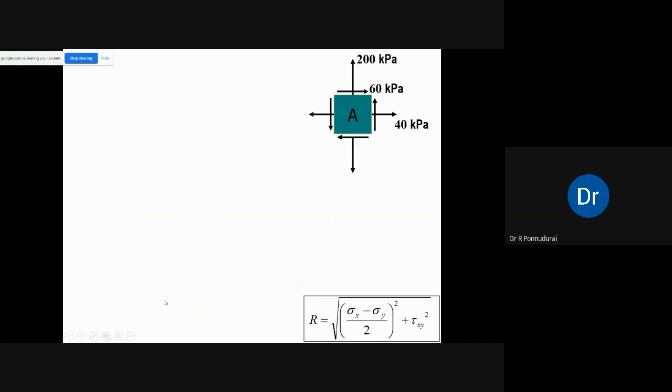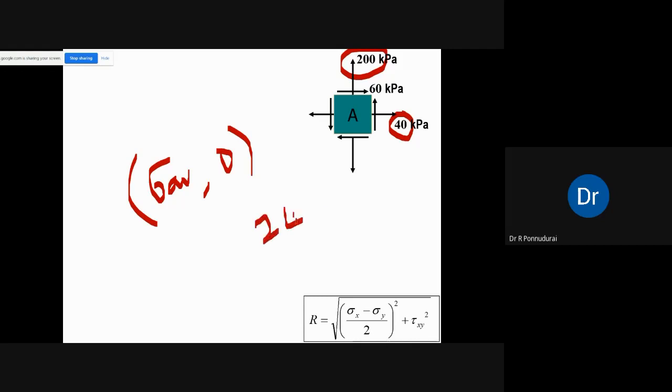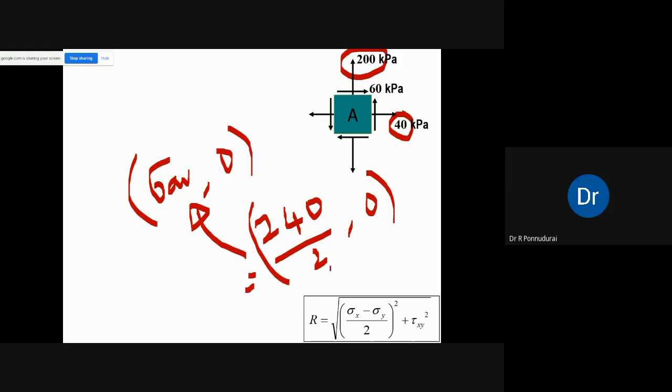Already we know that to draw a circle, we need the center point. What is the center point? The center point will be sigma average comma zero. What is the sigma average? 40 plus 200, so 240 by 2 will be the sigma average. Comma zero will be the center point for the Mohr circle.